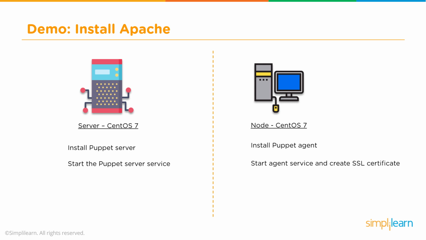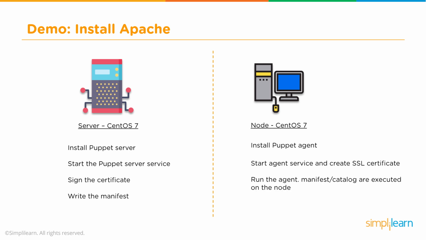And the minute you start the Puppet agent service, an SSL certificate is created. So this certificate will have the host name of your node attached to it. And this is how the master or the server will recognize this certificate and then it'll sign this certificate. So once your master or the server signs the certificate, you can write your manifest. So the manifest has just the code for configuration, and once that too is done, you shift back to your client or the node system and you run the agent service. So once you run the agent service, your manifest or your catalogs, because as you know, the manifests are compiled into catalogs, these are executed on your node and this will make the required changes.